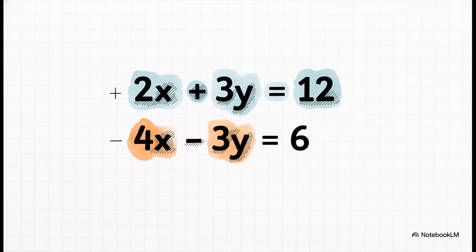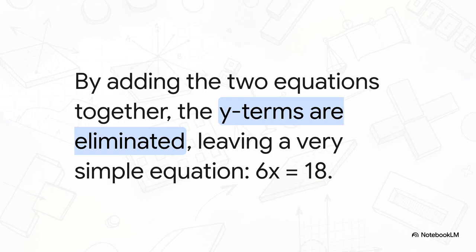This system is just perfectly set up for elimination. Can you see why? Take a look at the y terms. We've got a plus 3y in the top equation and a minus 3y in the bottom one. They're practically begging to be canceled out. And that's the real beauty of the elimination method.